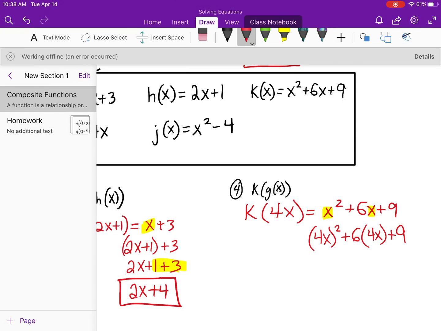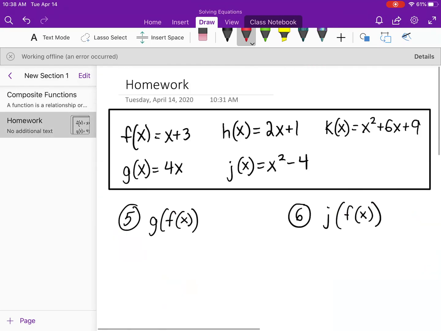And then I'm going to simplify this. 4x squared would be like 4 squared, which is 16, 4 times 4 is 16, and then x squared. Then plus 6 times 4x, so that's 24x plus 9. Nothing else can combine here. We don't have any like terms. So put a box around it. That's your final answer: 16x squared plus 24x plus 9.